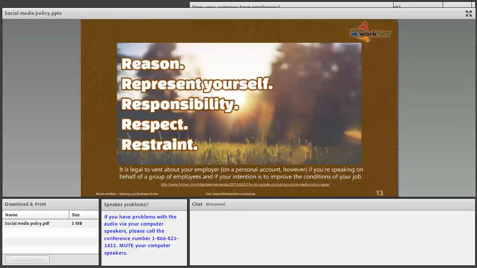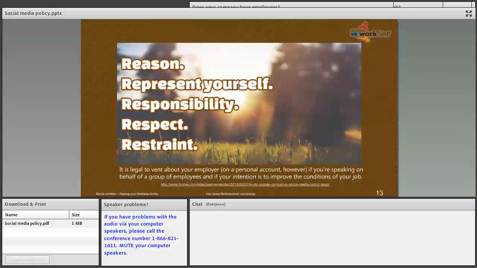Restraint. Before you hit that send button, pause, reread. We just talked about that. If you wouldn't want that particular thought or contribution forever associated with your name, don't post it. Even if people remove a post, somebody has seen it at one point in time.